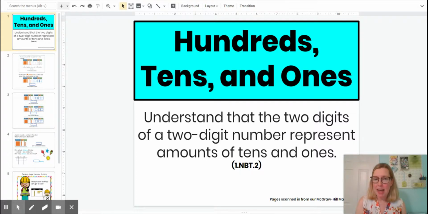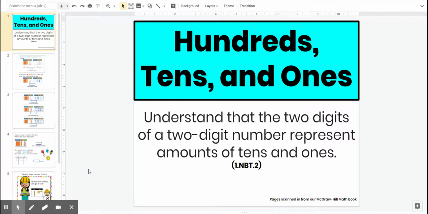I'm back with a math lesson today on hundreds, tens, and ones, place value review. This is something we've done a lot of in first grade, and you'll continue to do a lot of when you get to second grade. So I thought this would be a great review for us this week. So I'm going to take myself away and go through this lesson with you guys.